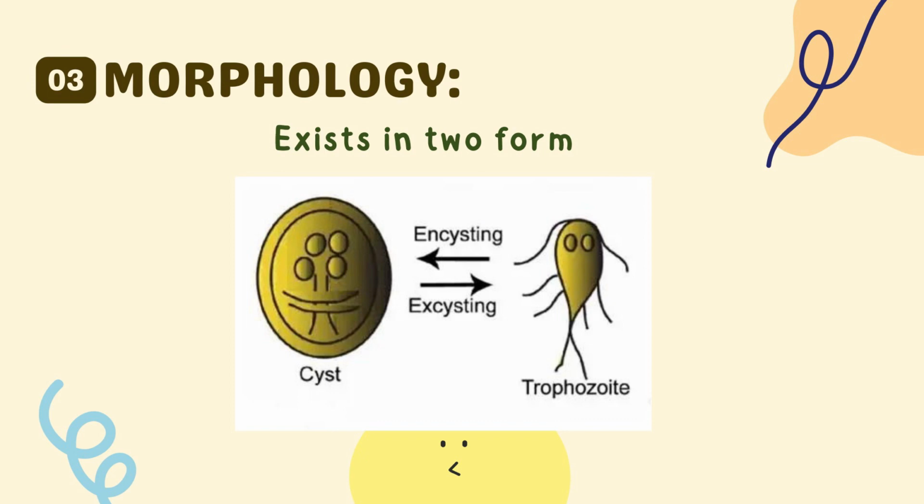The third one is morphology. It exists in two forms. The first one is the cyst, the second one is the trophozoite. Let's talk about the cyst. The cyst is thick-walled with four nuclei and several internal fibers. Each cyst gives rise to two trophozoites during excystation in the intestinal tract. And the trophozoite is pear-shaped, with two nuclei, four pairs of flagella, and a suction disc present.